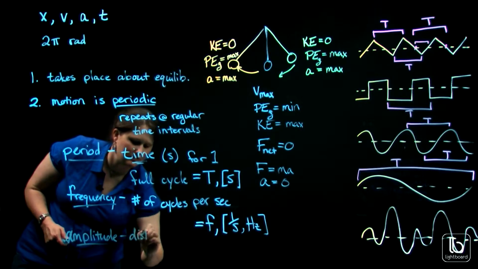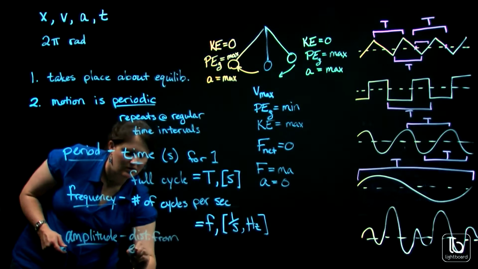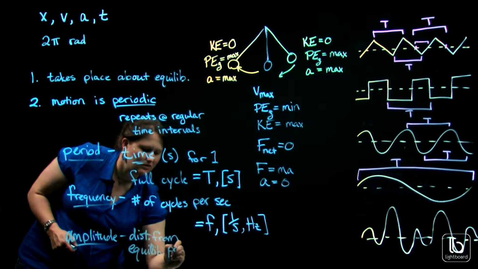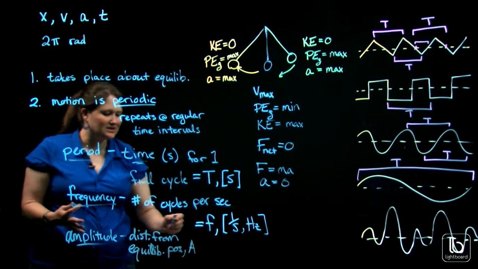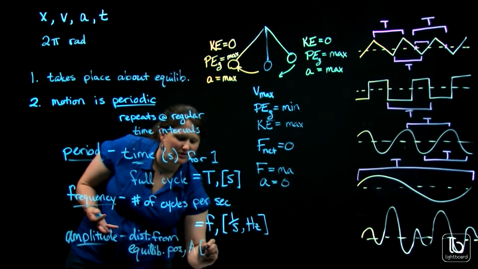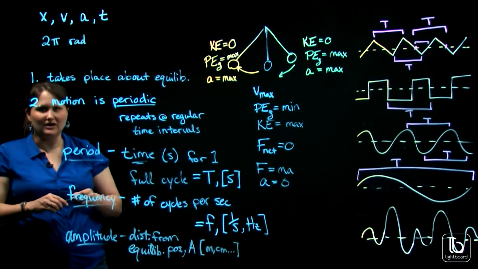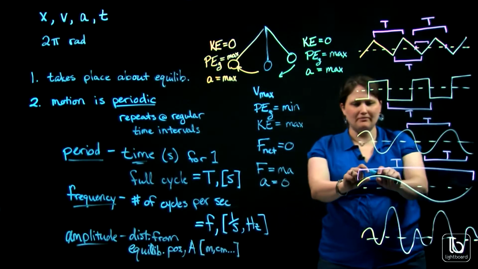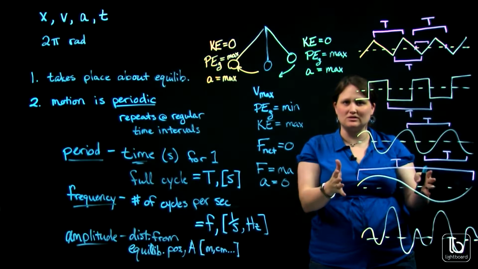So it's my distance from my equilibrium position. And we represent it with the letter A. And since it's a distance, it usually has units of meters or centimeters or some kind of distance unit. So my amplitude describes my height, and I can have two waves that have the same amplitude and different periods.